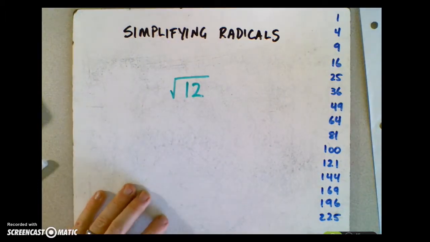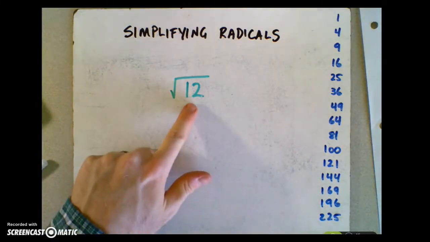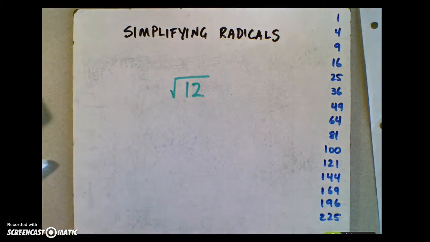What I want to do is take this and put it into simplest radical form, because 12 is not a perfect square, so radical 12 is irrational. I don't want you to tell me what the square root of 12 is. I want you to just simplify this into simplest radical form.